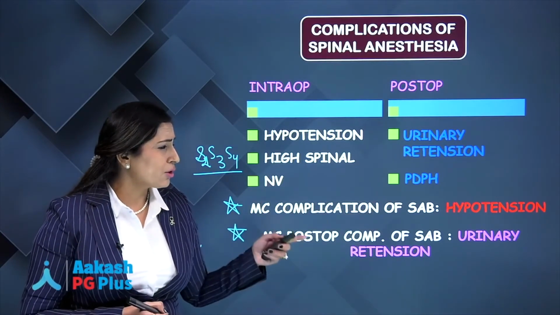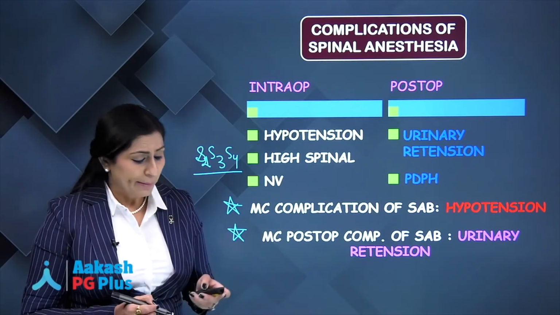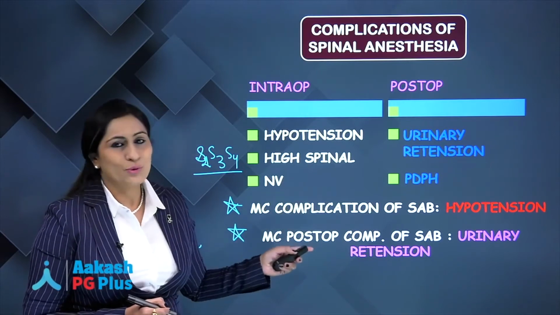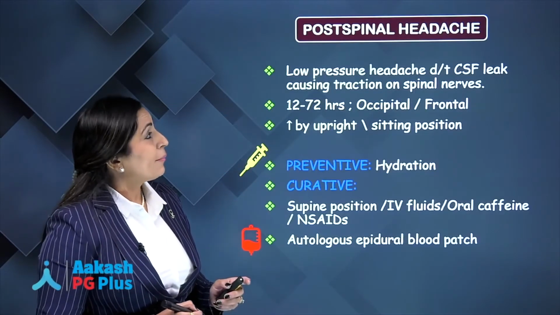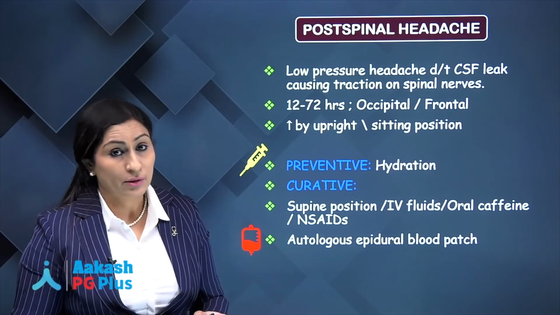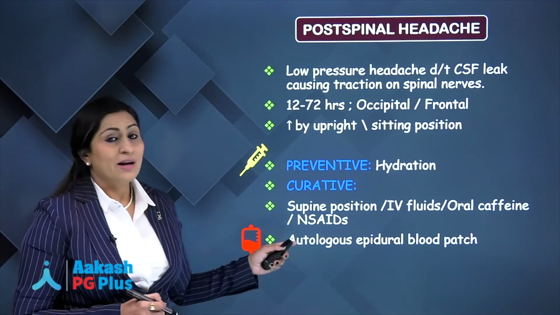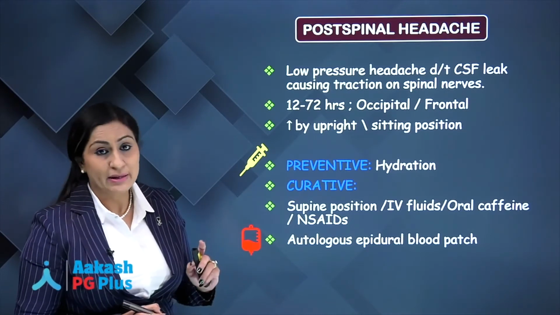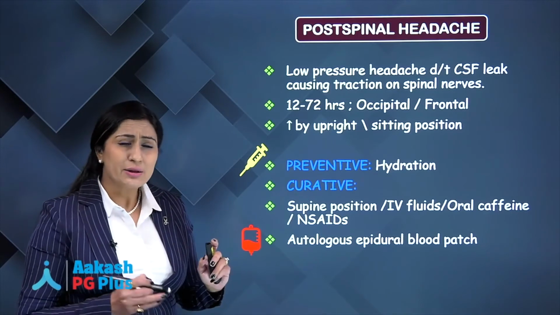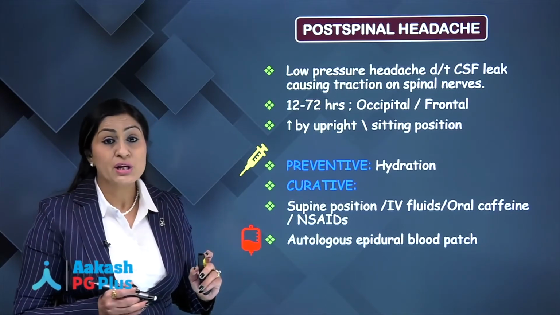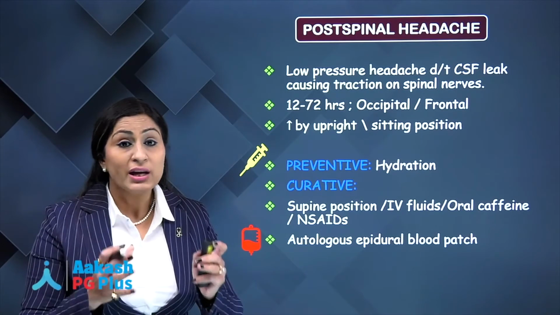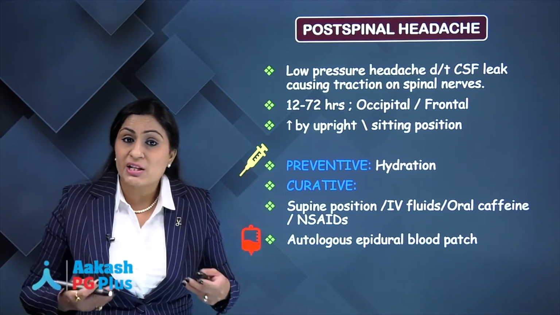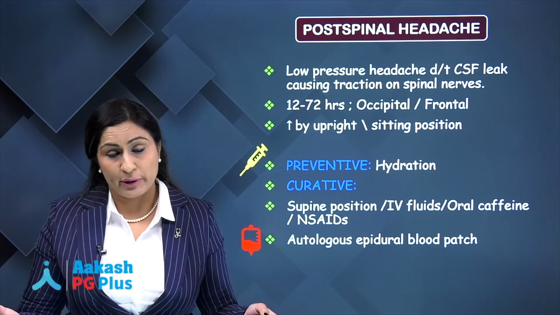It is talked about so commonly, but it is not that common, or it is at least not the most common complication. But you must know this topic thoroughly because all of these are exam questions. Post-dural headache or post-spinal headache is usually a low pressure headache and occurs because there is traction on the spinal nerves, right? It usually occurs when the patient begins to sit or starts to ambulate, right?